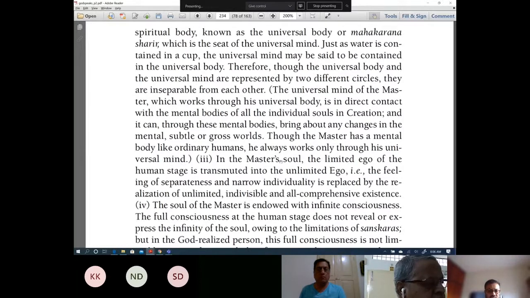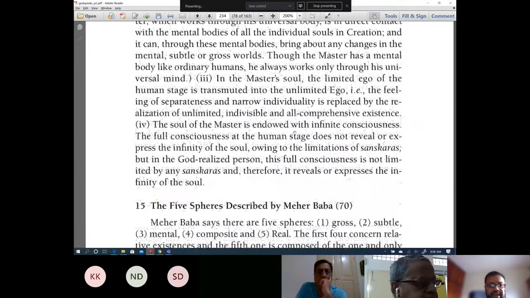In the master's soul, the limited ego of the human stage is transmuted into the unlimited ego. The feeling of separateness and narrow individuality is replaced by the realization of unlimited, indivisible, and all comprehensive existence. The soul of the master is endowed with infinite consciousness.